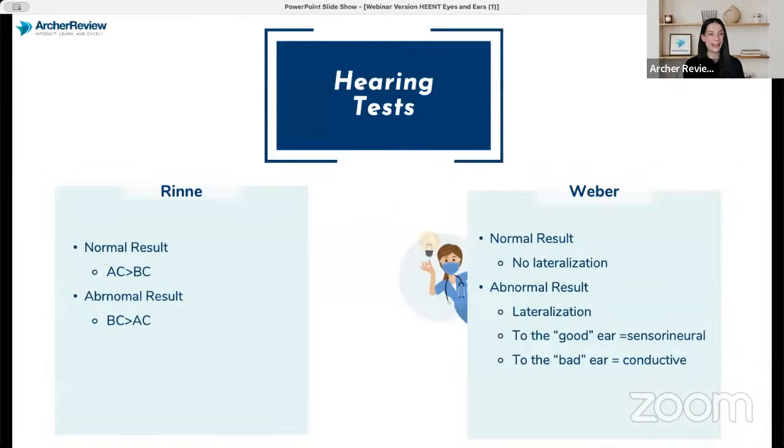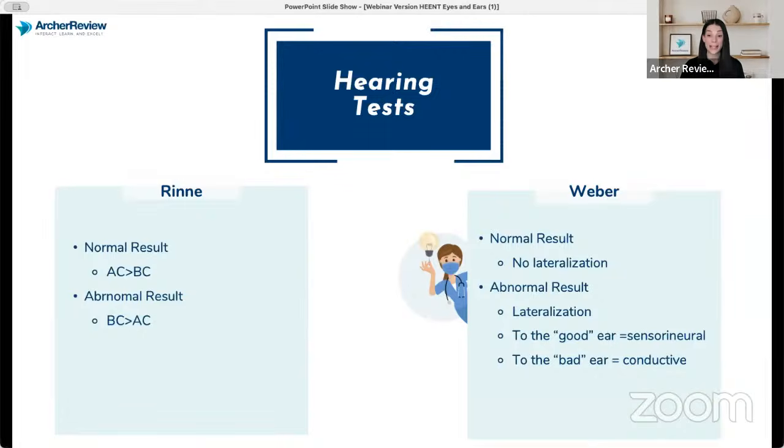So everybody's favorite, the Rinne and the Weber test. I'm going to start with the Rinne, sometimes called the Rhine or the Rinny. I've heard it pronounced either way. I say the Rinne or the Rhine. So this tests for conductive hearing loss.